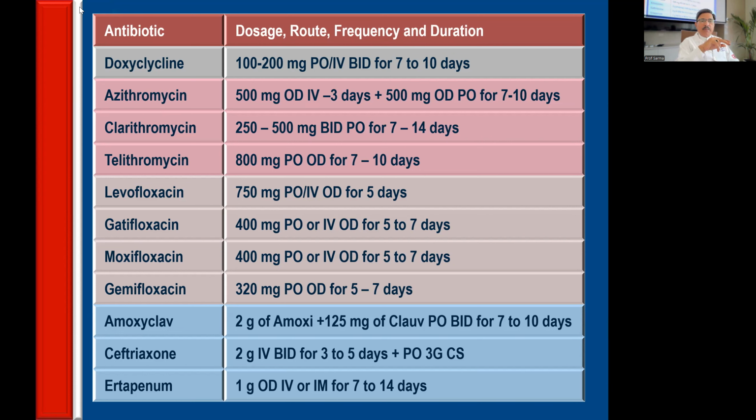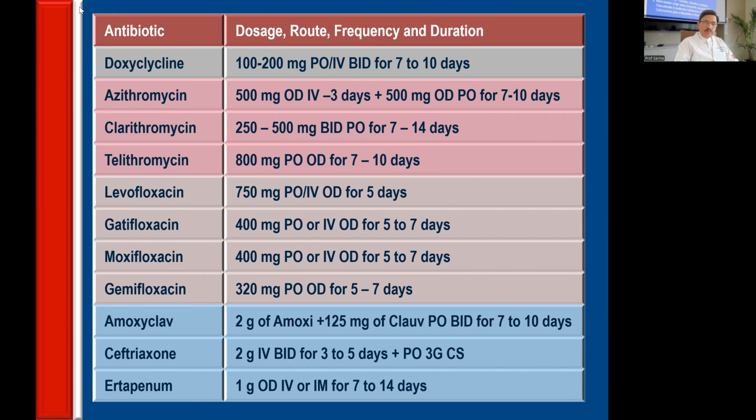Ceftriaxone, minimum of 2 grams BID for 3 to 5 days, plus peroral 3 grams of any cephalosporin. Meropenem, ertapenem, and all that, in case of Pseudomonas, you have to give 1 gram OD IV or IM for 7 to 14 days. Why is the treatment duration longer? Because we are going to use those drugs in severe cases.